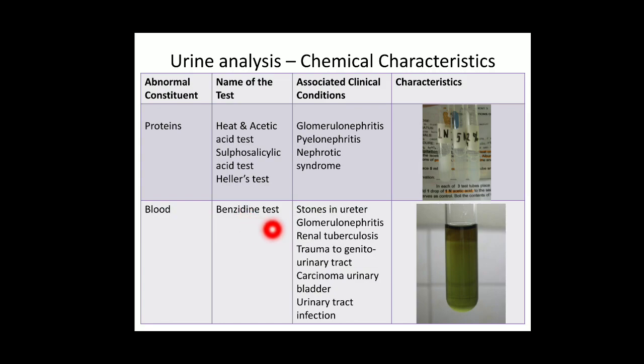Then blood, normally it is absent. If it is present, it is in all these conditions: if there is any stone in the ureter, inflammation as in glomerulonephritis, renal tuberculosis, and UTI. So these are the conditions that will lead to the presence of blood in urine. If blood is present, we get a green color like this when we perform the benzidine test.